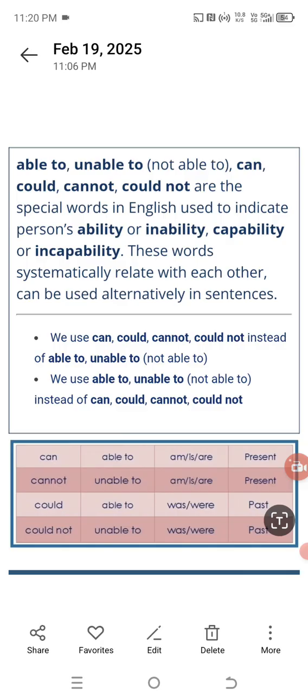Students, today we are going to understand a very good grammar part, whose name is how to use able to and unable to, can, could in the sentence. It's a very important grammar part, students. Questions on it are asked in the SSC Maharashtra board. So we are going to understand this grammar part today.